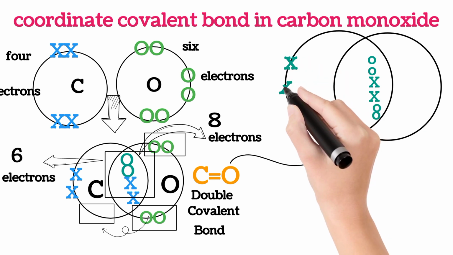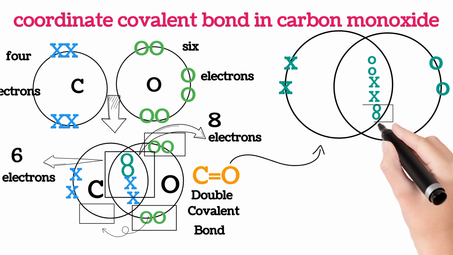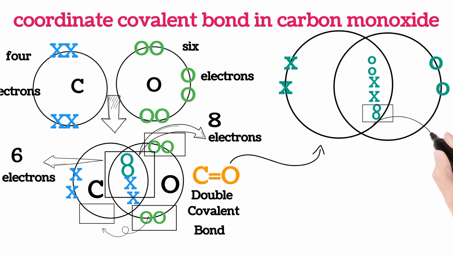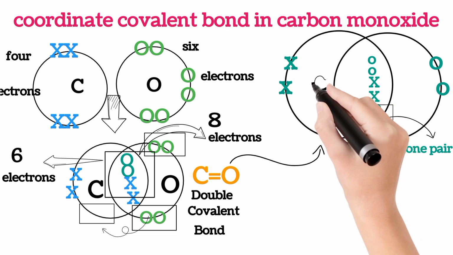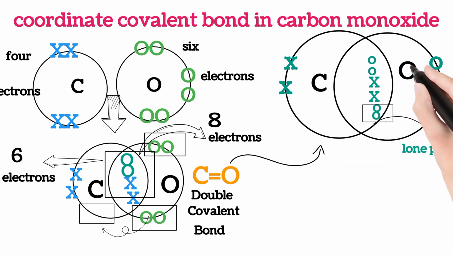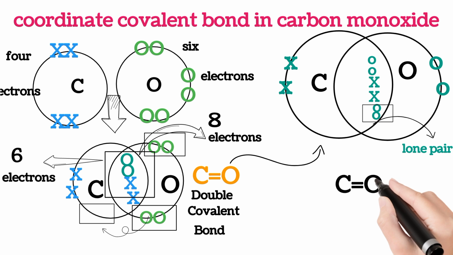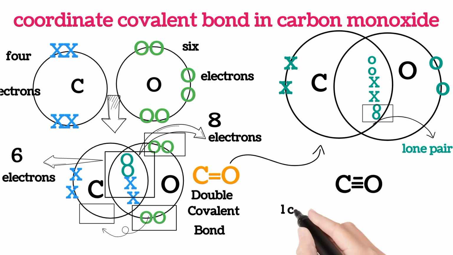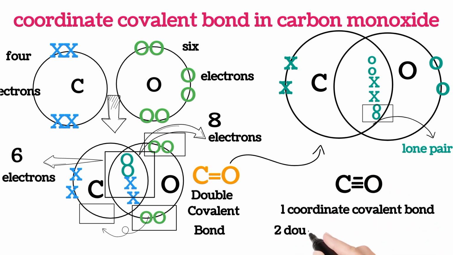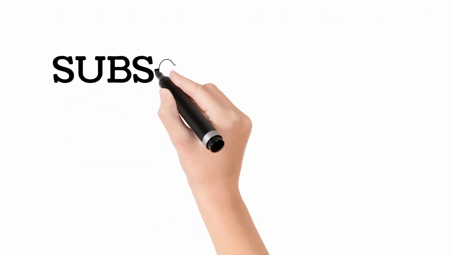Now we have 8 electrons present in the valence shell of oxygen. If you count, this is the lone pair donated by oxygen. 8 electrons are present, and then we have 8 electrons also in the valence shell of carbon. Hence, we write carbon monoxide like this. The structure of carbon monoxide, I'll write it with a triple bond, between carbon and oxygen, we have 2 covalent bonds and 1 coordinate covalent bond.